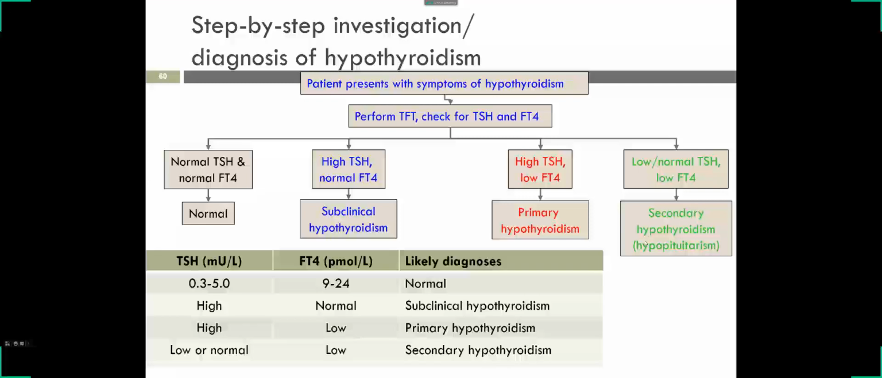So here's some likely diagnoses. And this is a good study slide for you for some popular exam questions.